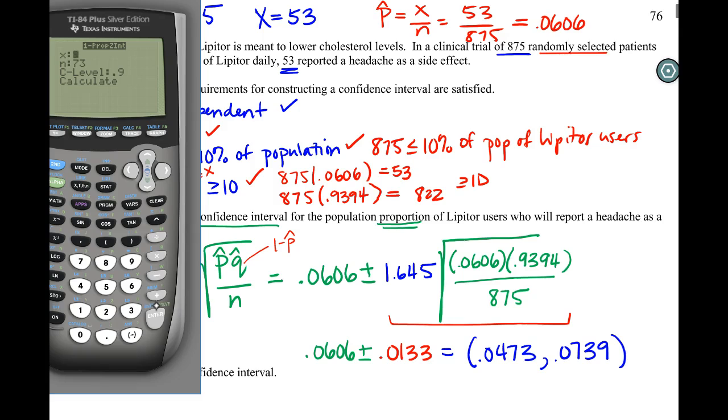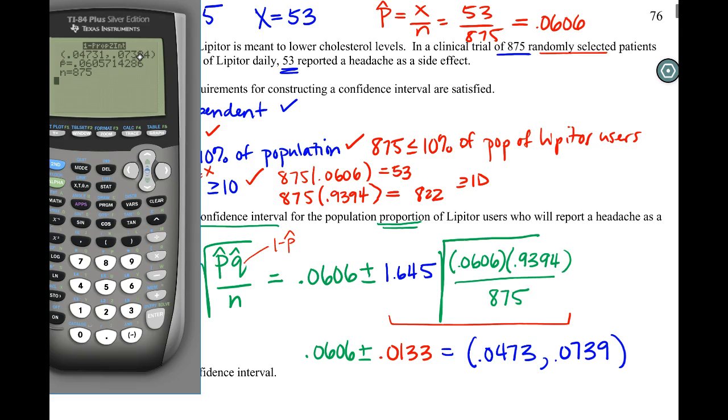And then you're just going to enter all of our information. We have 53 successes, or people with headaches, out of our 875. And we want to do a 90% confidence interval, which is 0.9. And if we calculate it, we get out the exact same values. Actually, it looks like we have a tiny bit of rounding difference on this final 10,000th place of our upper bound. But very similar, and like I said, it won't make a difference on the test. I will do it both ways.